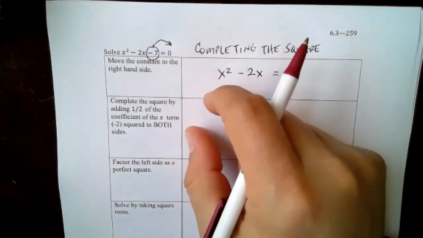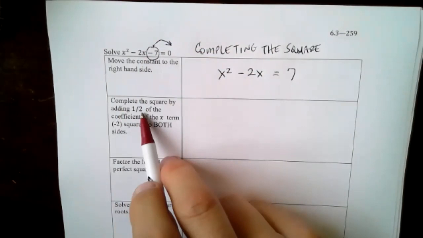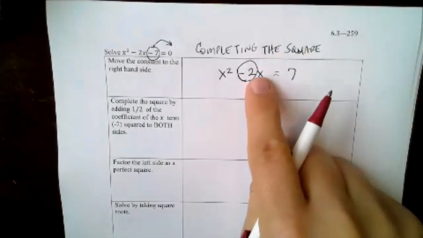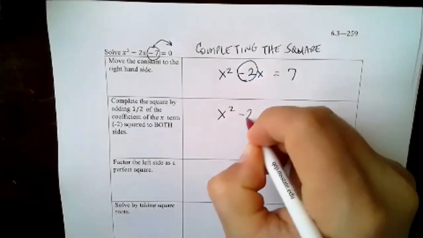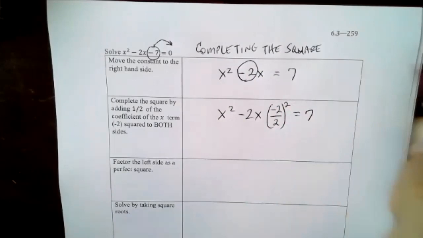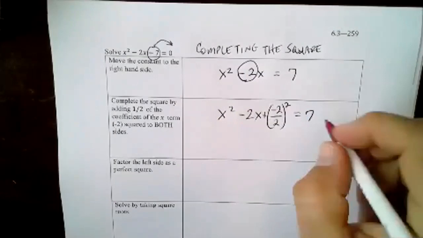Then it says complete the square by adding 1/2 of the coefficient of the x term, negative 2, which is right here. So I'm going to circle that. So I'm going to take the negative 2, and then we're going to square it on both sides. So that was kind of a lot of explanation for just saying cut it in half and square it. So we're going to say negative 2 cut in half and squared. So I'm going to add that to this side, and I'm going to add negative 2 cut in half and squared on the other side.